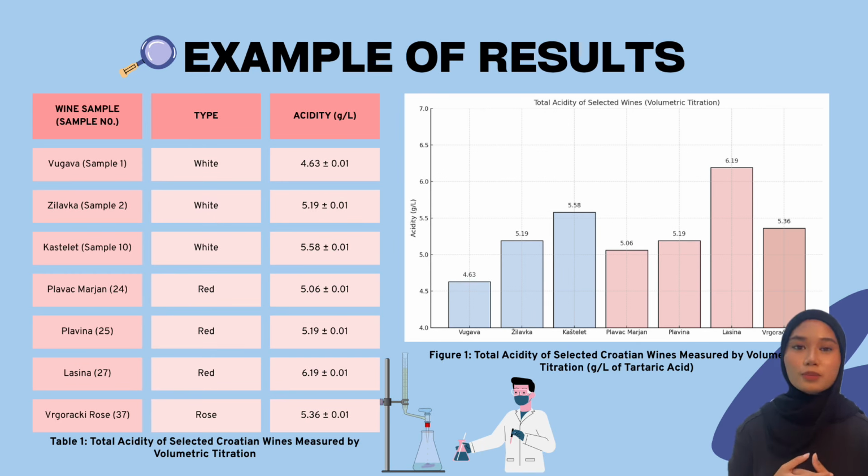This illustrates an important point, which is that acidity levels are not strictly tied to wine color. Grape variety, growing region, and fermentation technique all play a role. Overall, the values align with typical Croatian wine, and the titration method proved effective in revealing meaningful variation between samples.